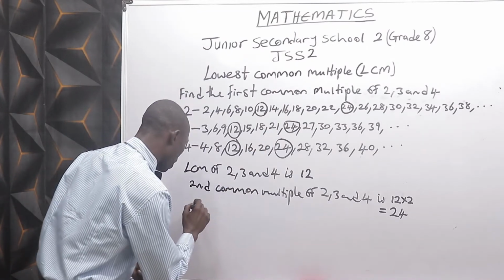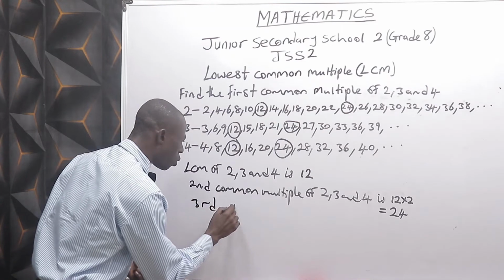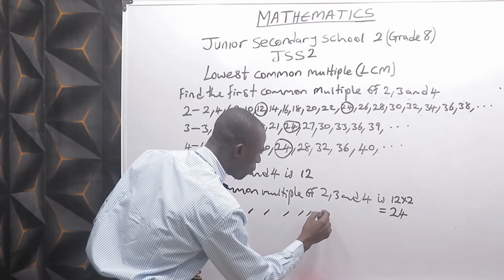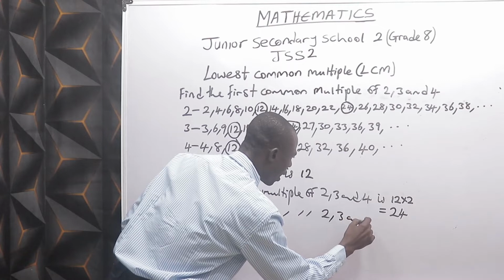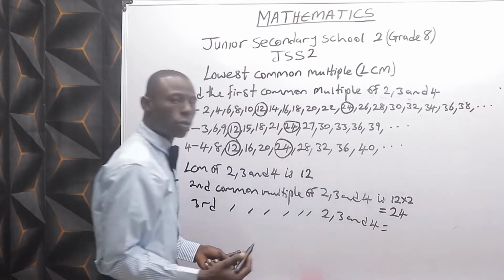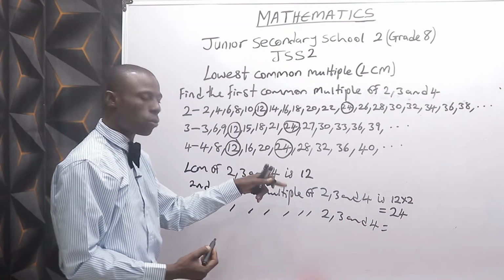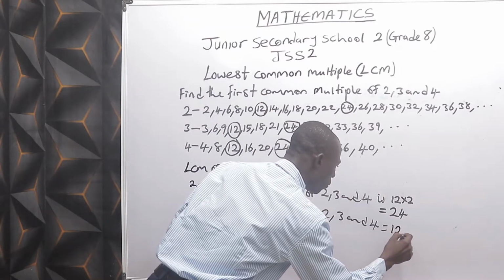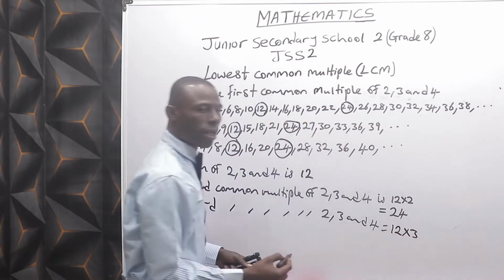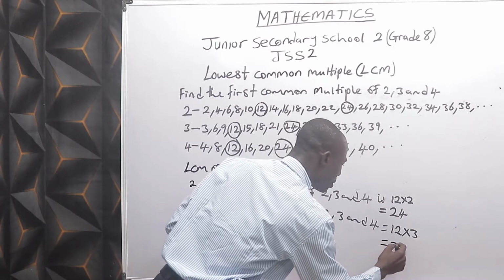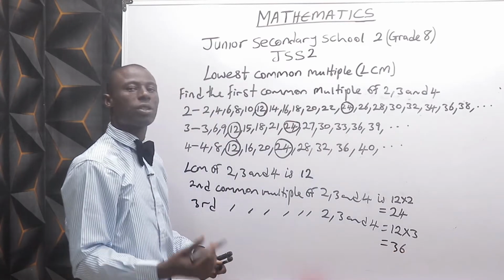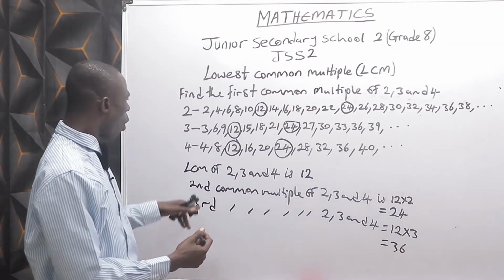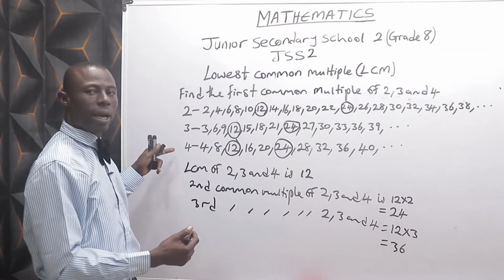So even if you are to find the third common multiple of 2, 3, and 4, what do you have to do? Just take the first common multiple, which is the LCM, 12. Use 3 to multiply it, you get 36. So 36 will be the third common multiple of 2, 3, and 4.